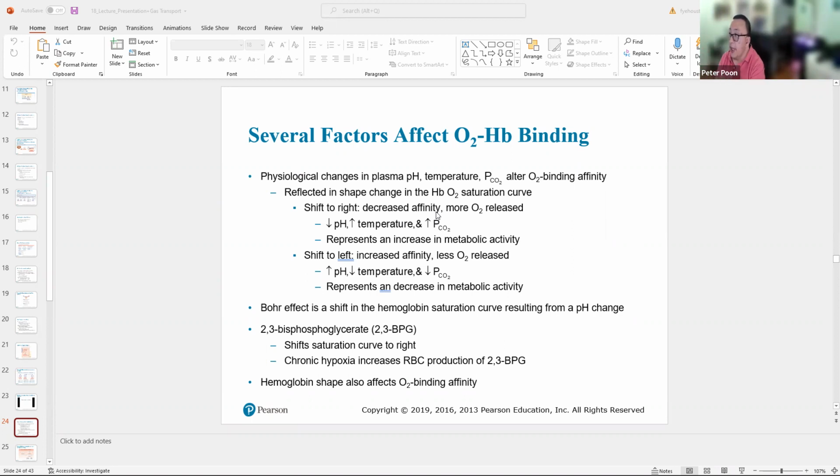Okay. So when you exercise, right? When your body's exercising, you increase body temperature, so that the oxygen goes to your tissues. When you exercise, you also produce lactic acid. Lactic acid lowers the pH. More oxygen is released to your tissues.